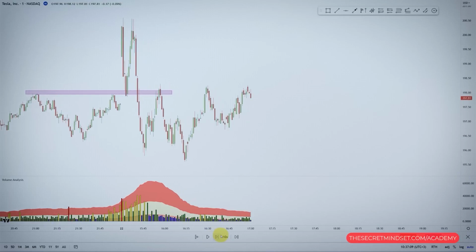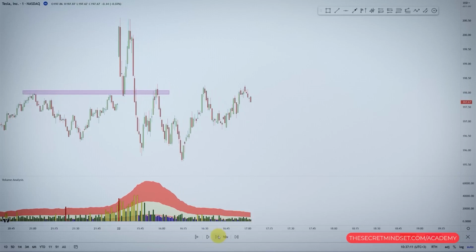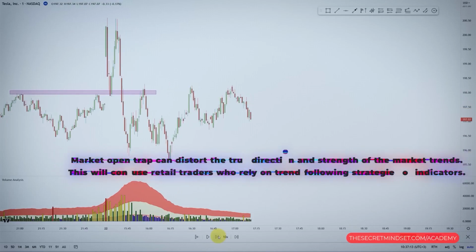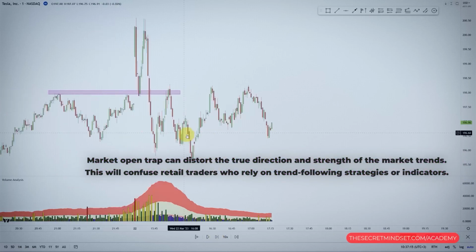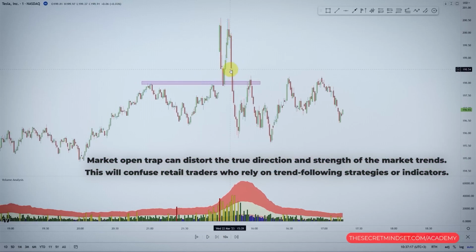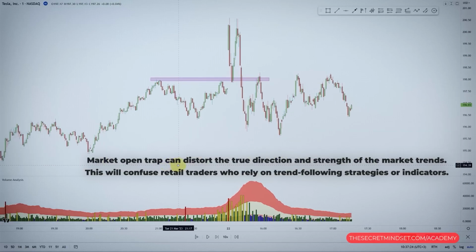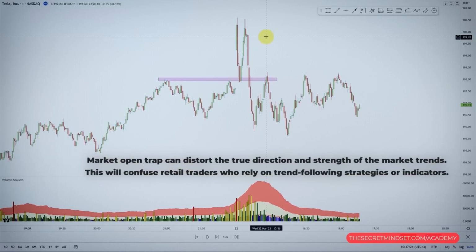For a beginner trader, it's very hard to make money in these conditions. The market open trap can distort the true direction and the strength of the market trends by creating false breakouts or reversals. This will confuse retail traders who rely on trend-following strategies or indicators.